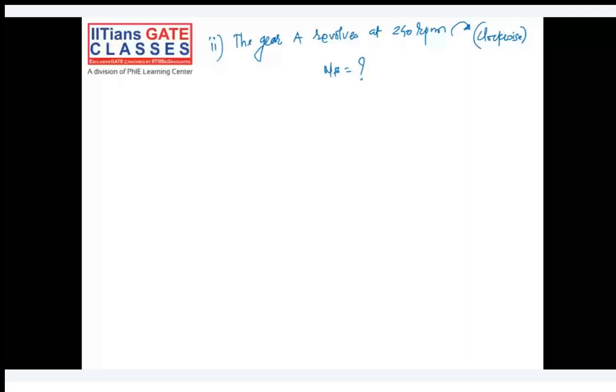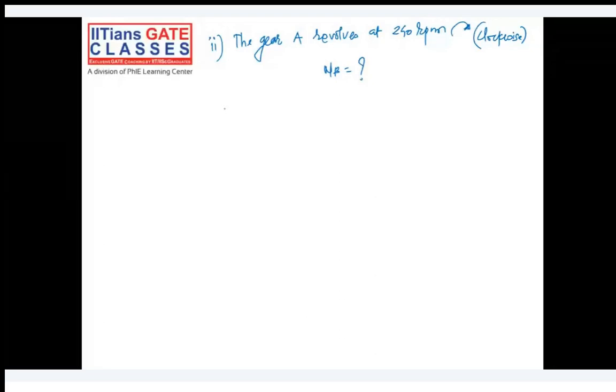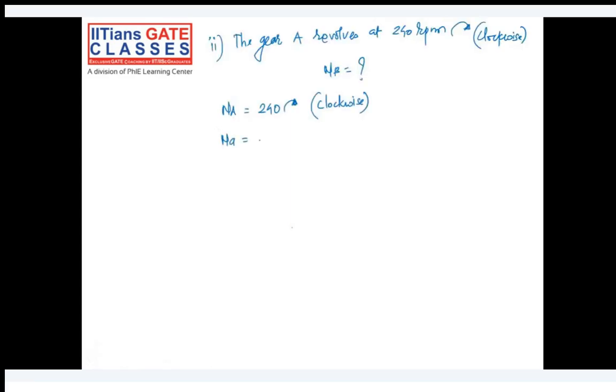Yes, correct. 320 counterclockwise, that is the correct answer. So as we know, let's say gear A, NA is equal to 240 rpm clockwise. So let's assume it as positive. Clockwise means positive, that is our assumption. We also know that the arm rotates in counterclockwise direction, and the arm speed is equal to minus 80 because it rotates in counterclockwise direction. This is the given data.